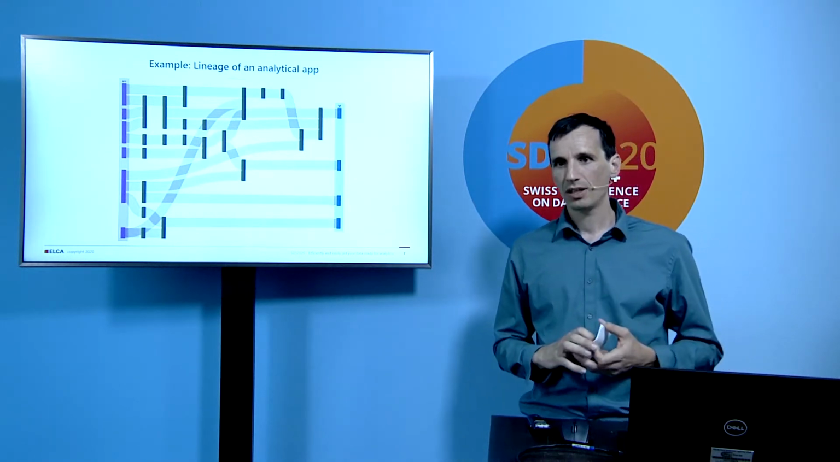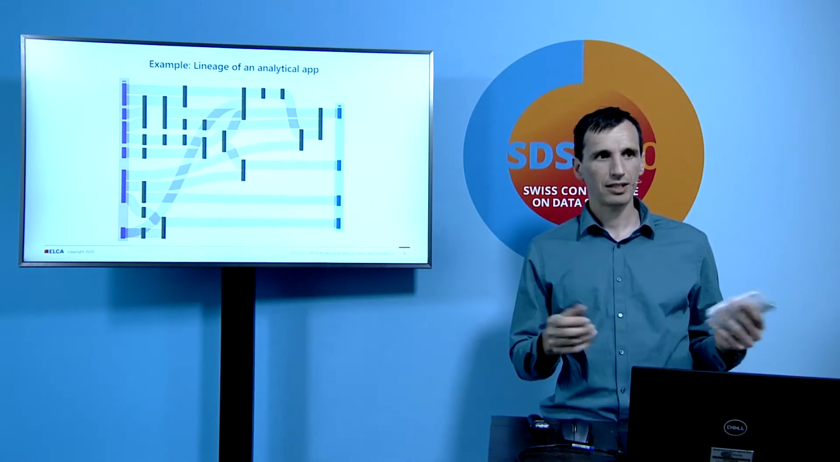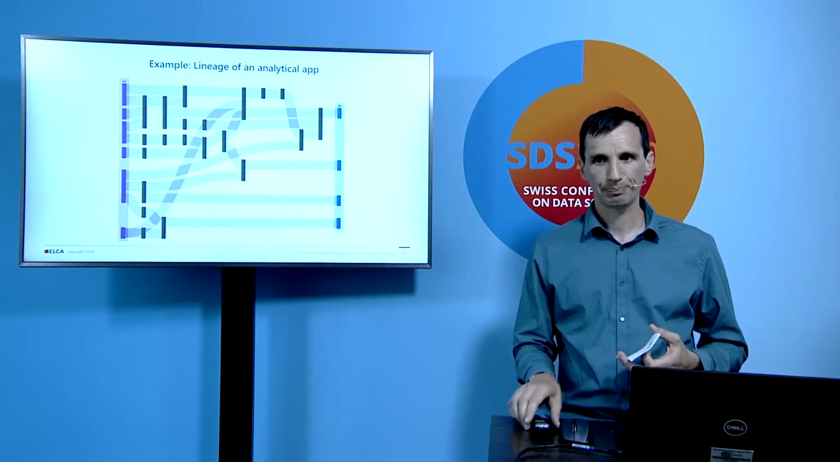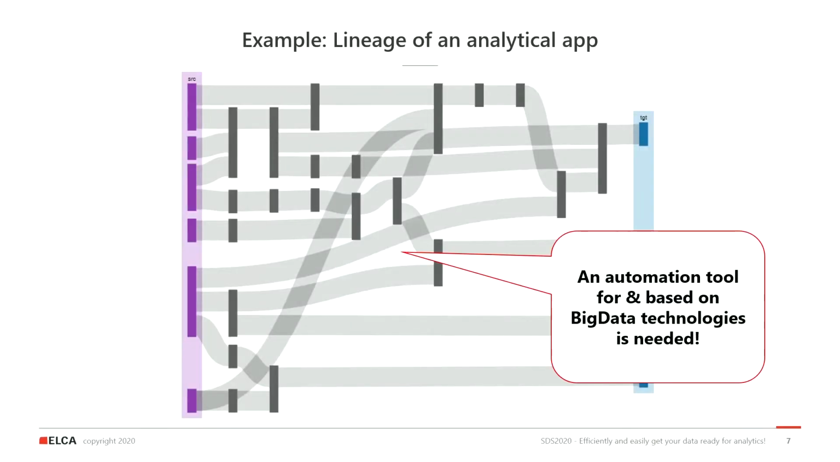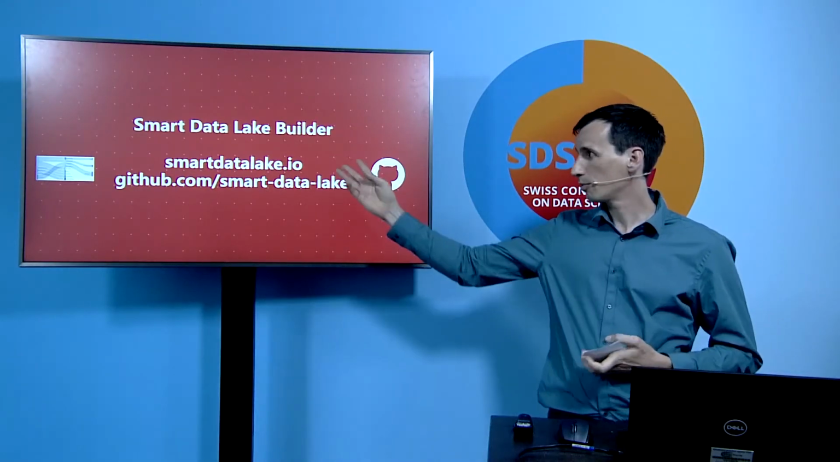Well, data warehouses do this already for some time. They use metadata and automation for this. What we would need is an automation tool for big data, based on big data technologies, combining the best of both worlds. And that's what we built together with Swiss Federal Railways. It's called Smart Data Lake Builder.